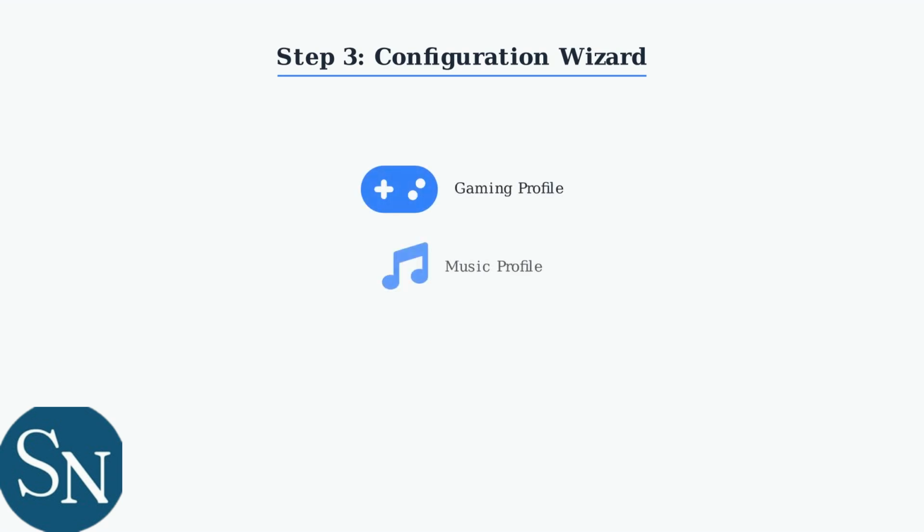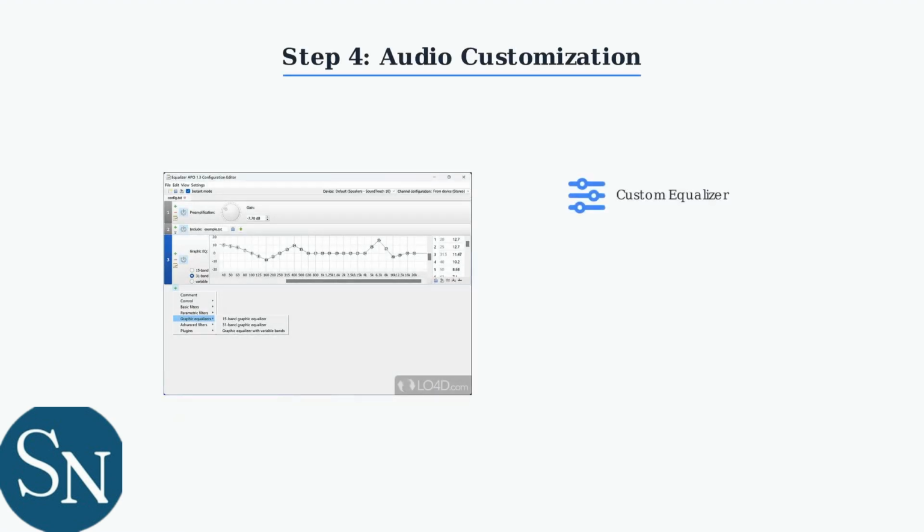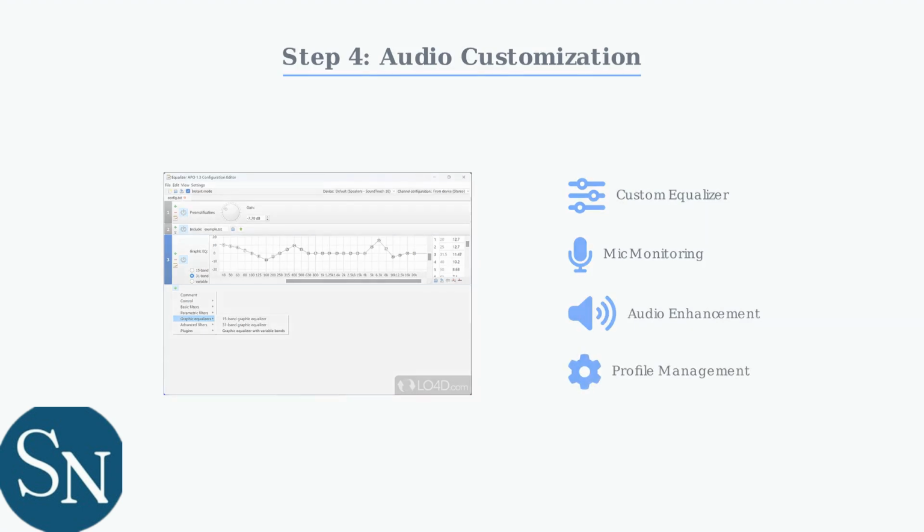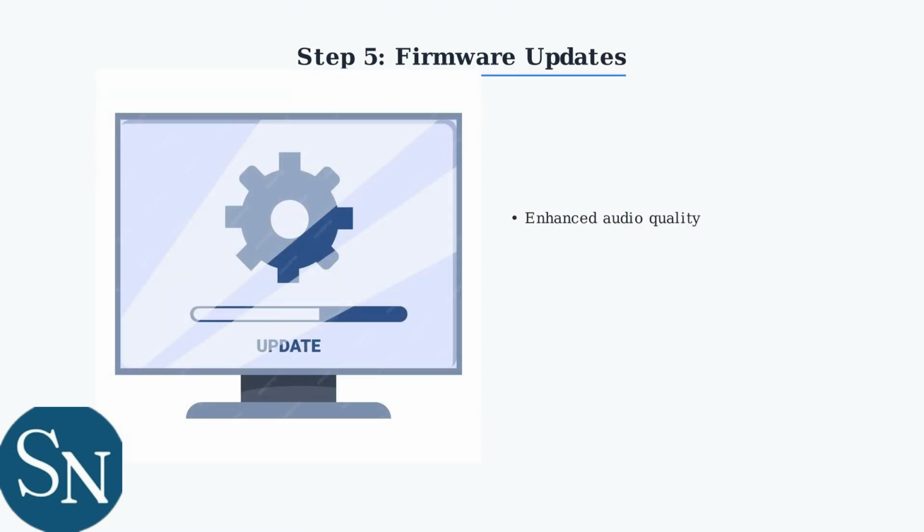The software will guide you through an initial configuration wizard. This wizard helps you set up basic audio profiles and preferences tailored to your usage, whether for gaming, music, or communication. The software provides powerful audio customization tools. You can adjust the equalizer settings to enhance different frequency ranges, monitor your microphone input levels, and fine-tune audio output for optimal performance. Regular firmware updates are essential for optimal performance.